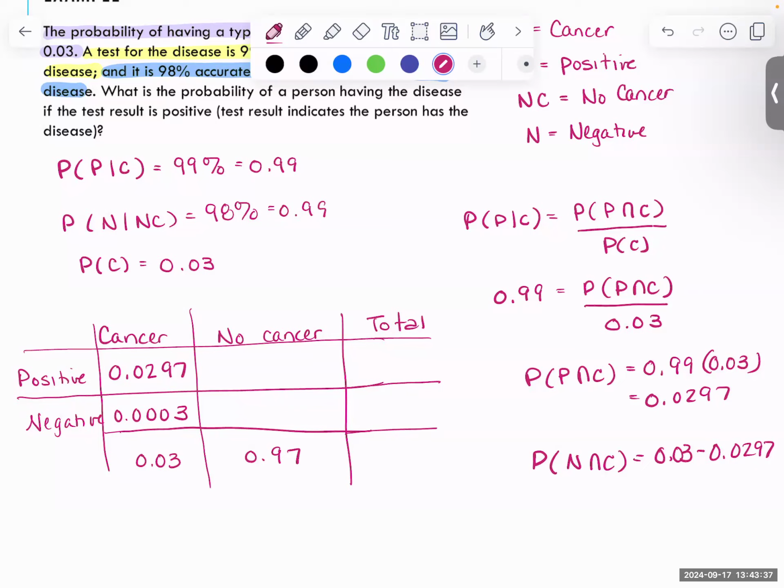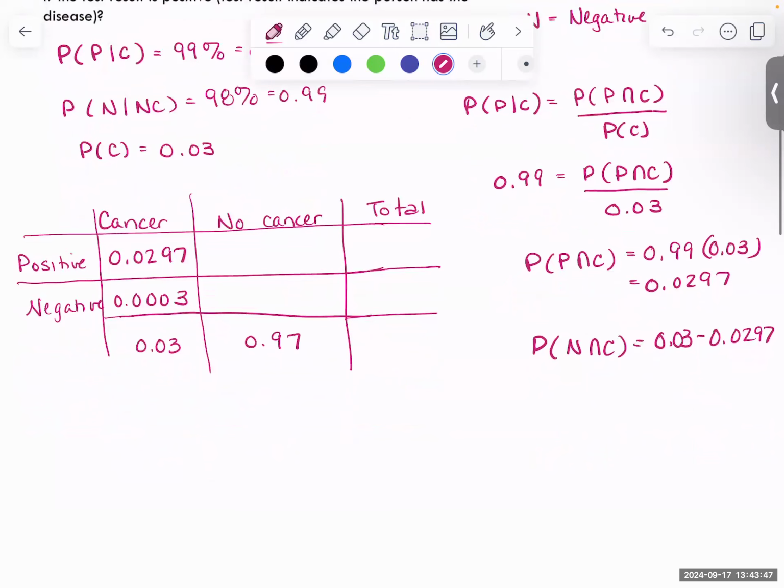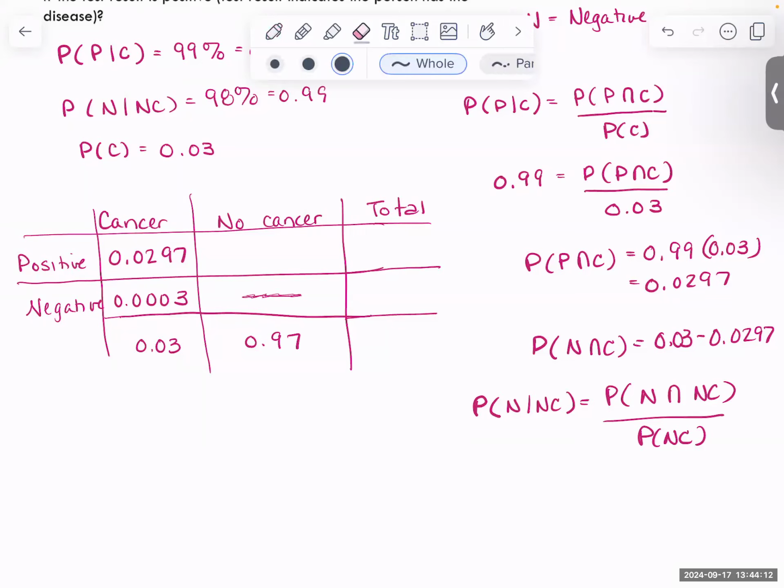I have the conditional probability of testing negative given that I actually do not have this cancer. So let's again write Bayes' theorem. So the probability that I test negative given that I don't actually have this cancer is the probability that I test negative and I don't have the cancer divided by the probability that I don't have the cancer. And that's going to give me that cell right there.